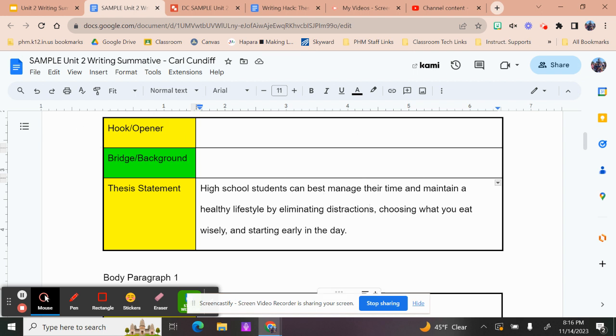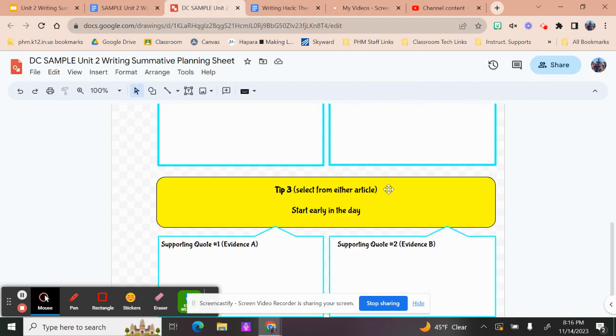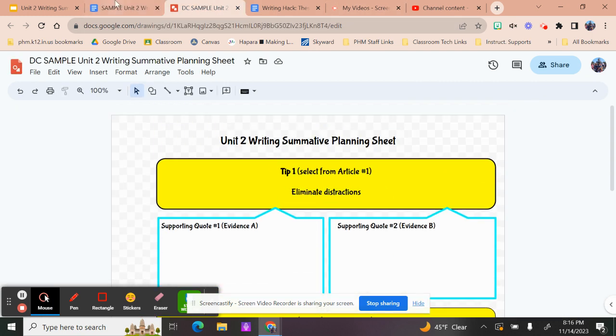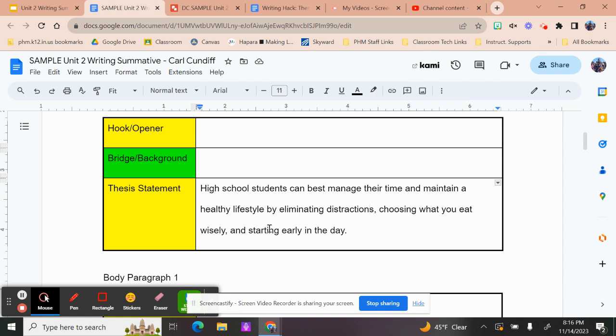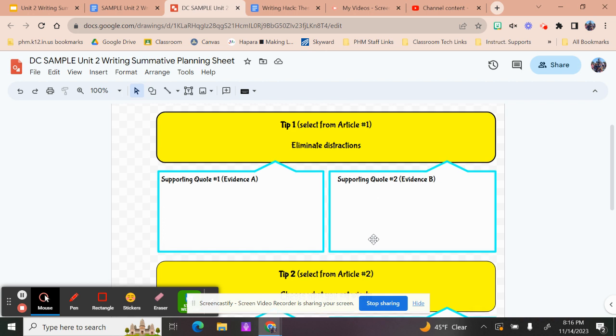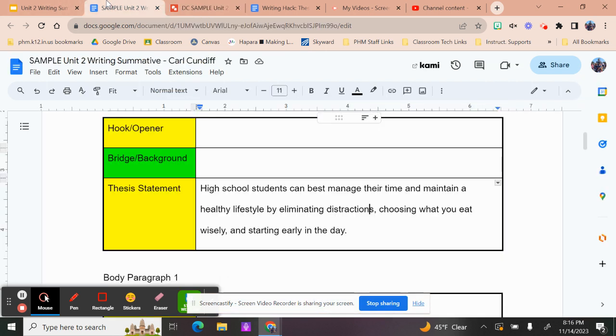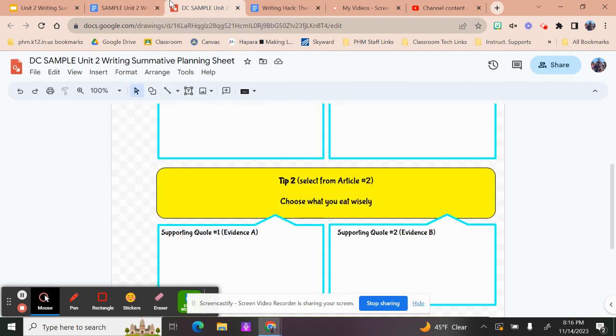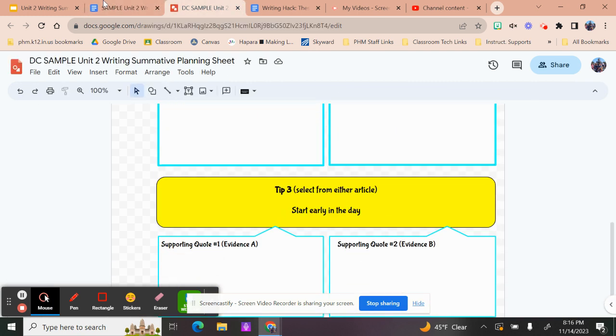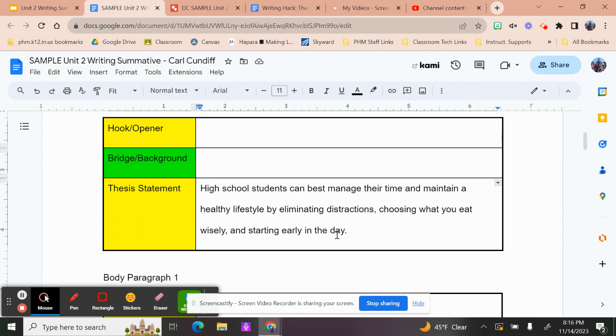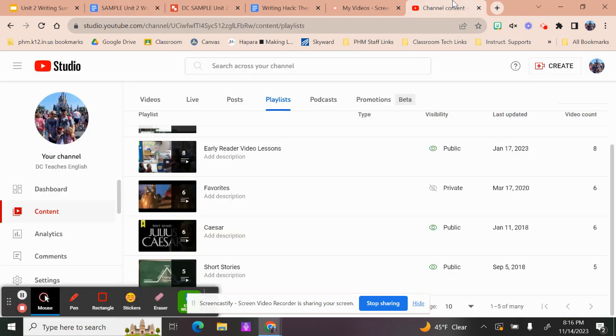You can see that I have each of my tips from my note sheet. So you have tip 1, eliminate distractions. That has become eliminating distractions. I have tip 2, choose what you eat wisely. That has become choosing what you eat wisely. And then finally, I have tip 3, which was start early in the day. And I now have starting early in the day. Okay, now you have a thesis. Move on to the next step.